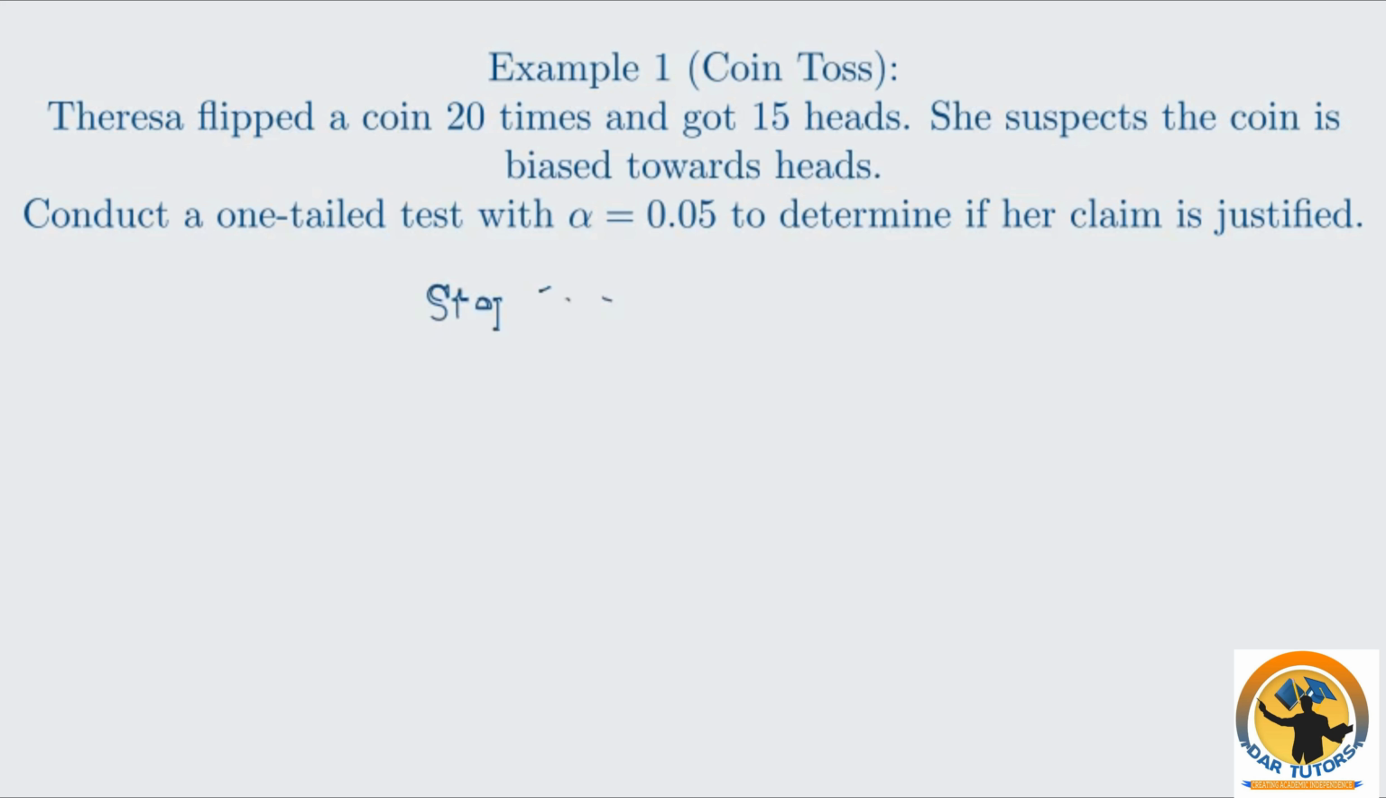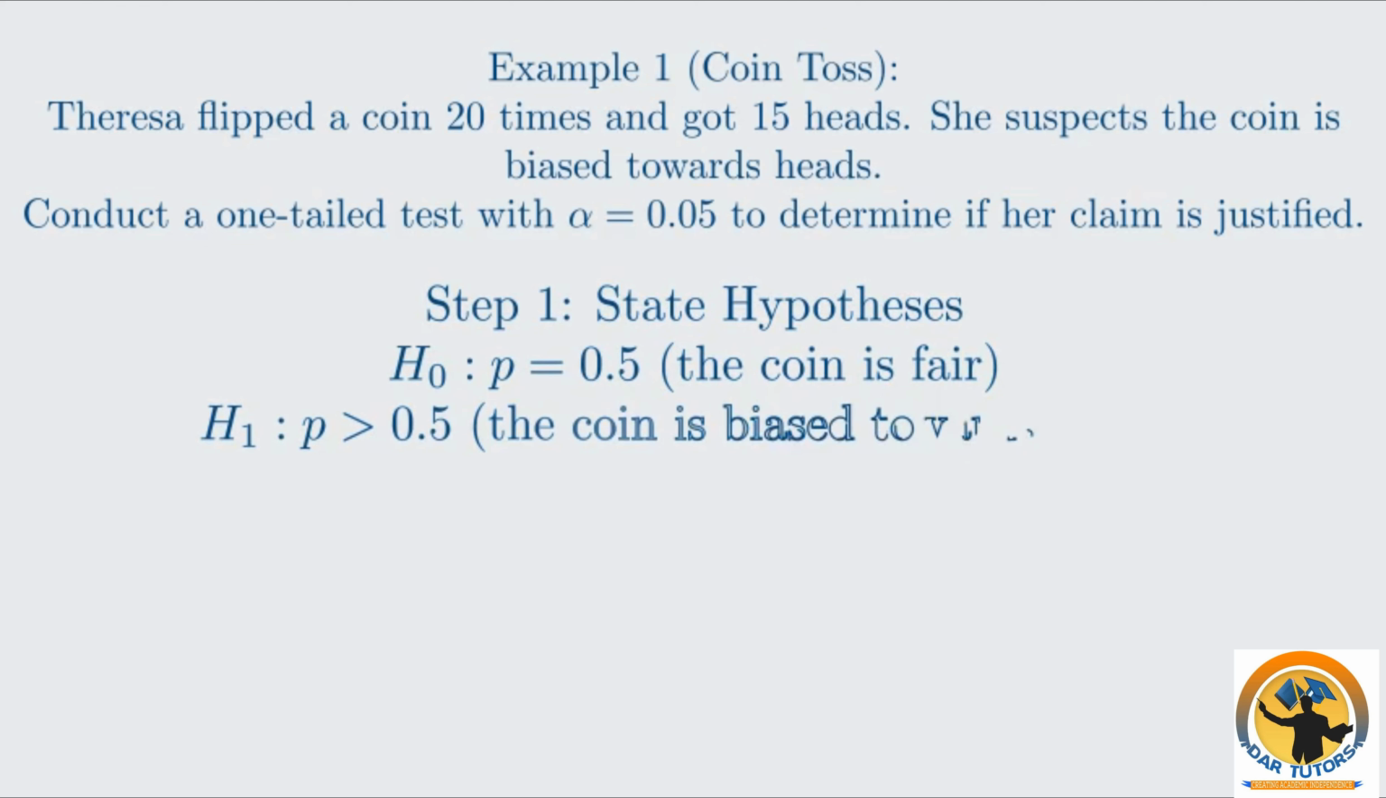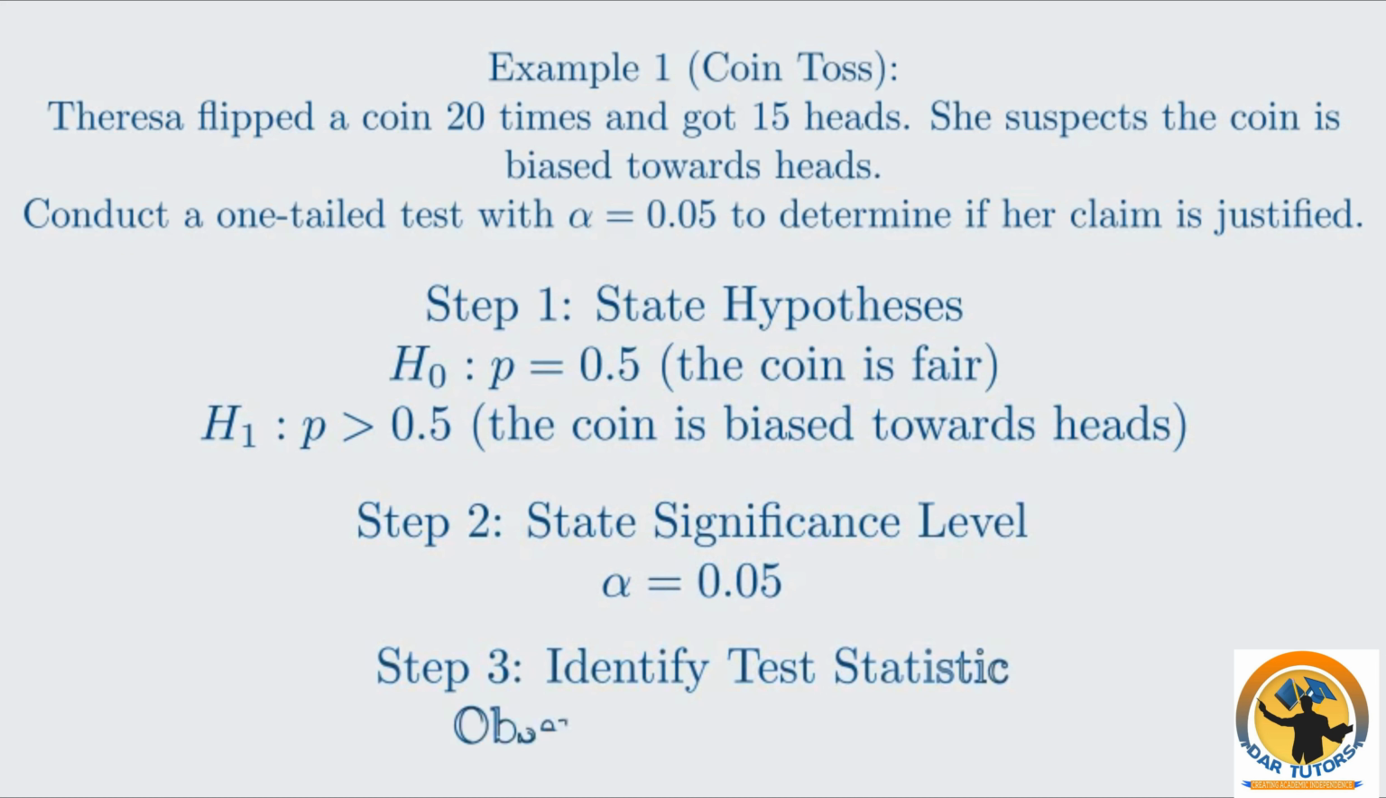Step 1. State the hypotheses. Let p be the probability of getting a head. The null hypothesis is that the coin is fair, so p equals 0.5. The alternative hypothesis, based on Teresa's suspicion, is that the coin is biased towards heads, meaning p is greater than 0.5. Step 2. State the significance level, alpha, which is given as 0.05. Step 3. Identify the test statistic. The number of heads Teresa observed is our test statistic, which is x equals 15.